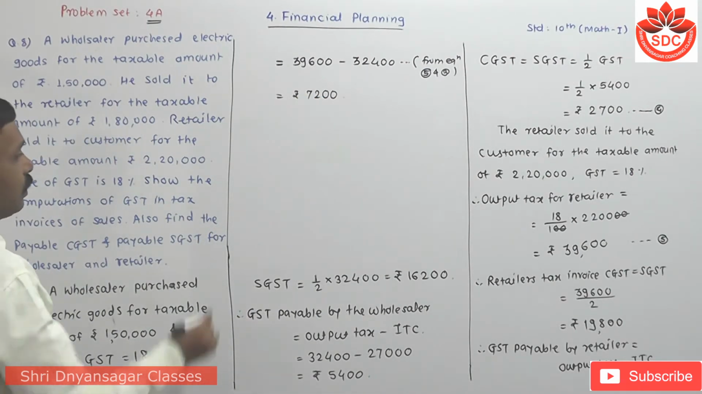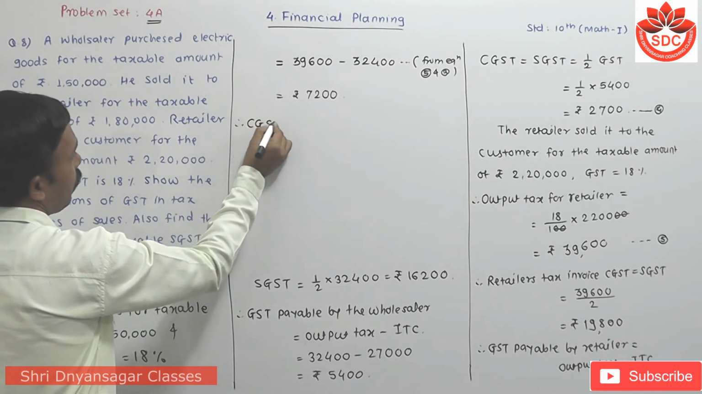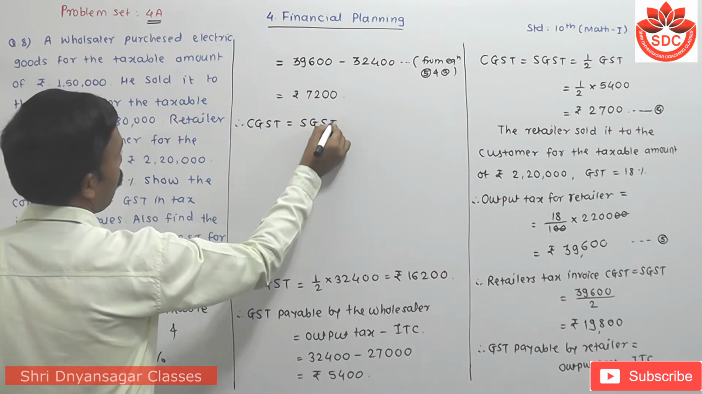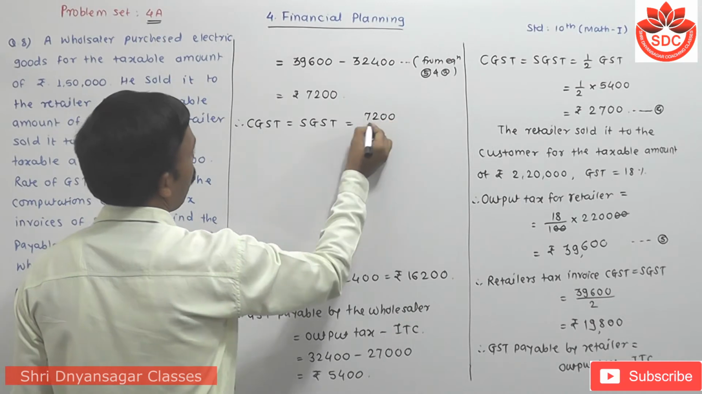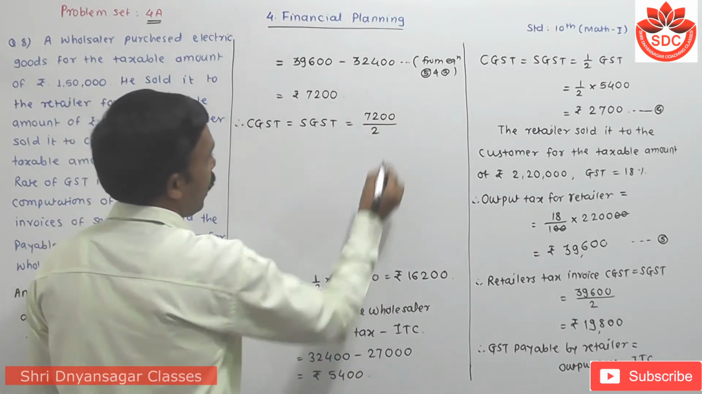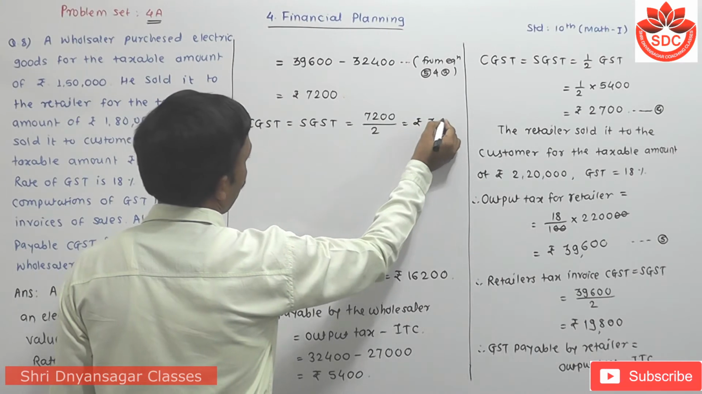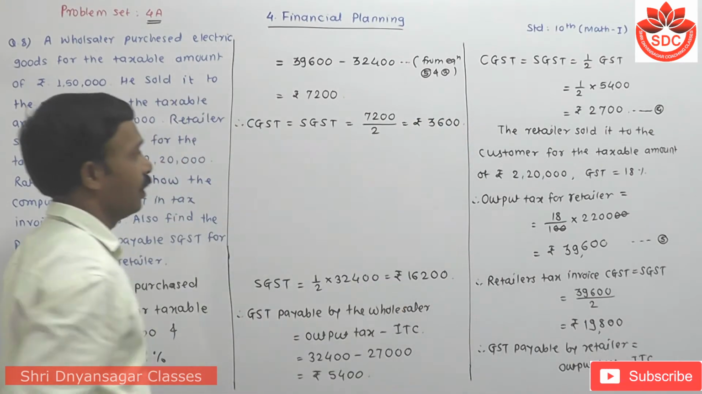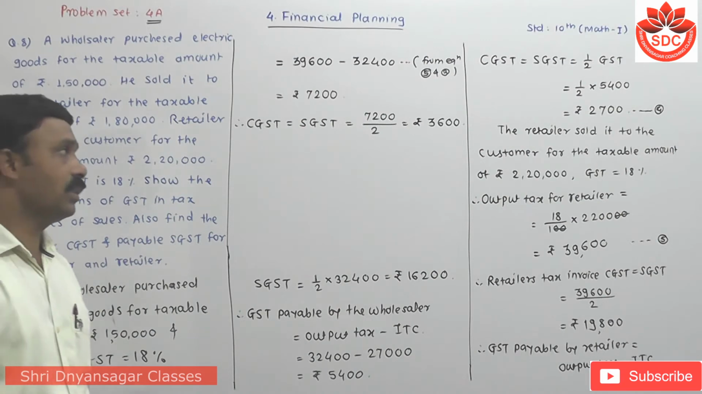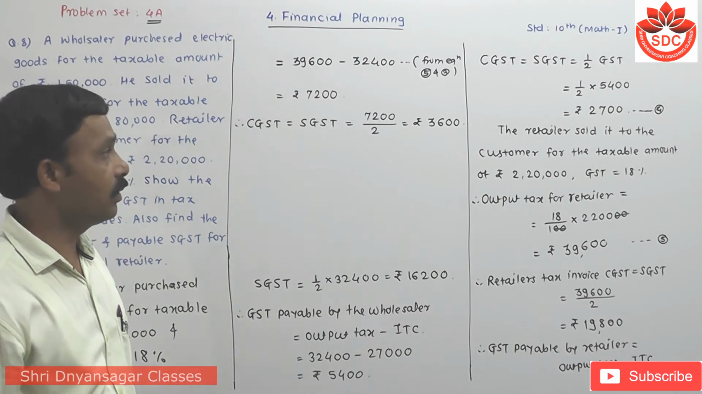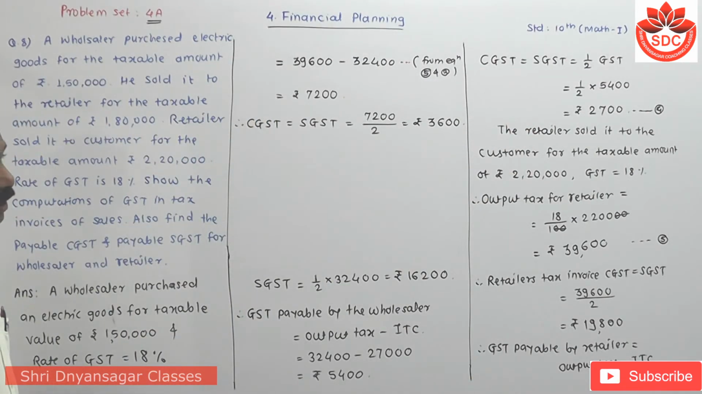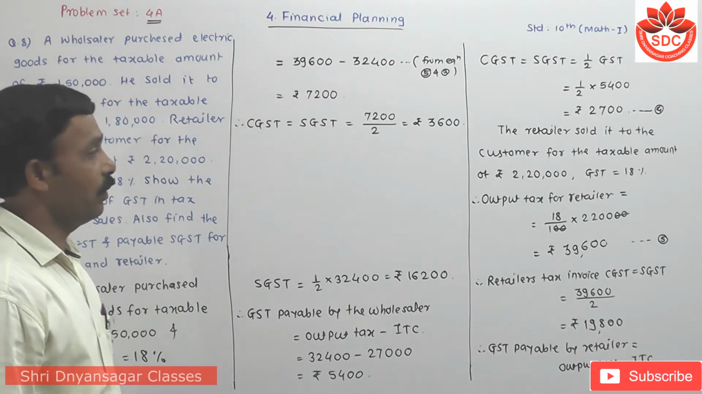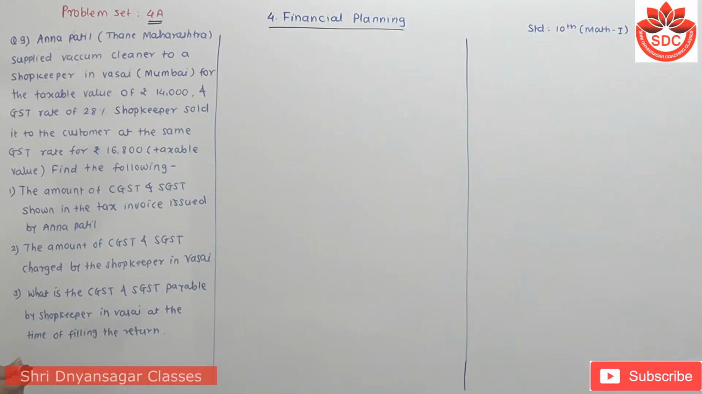7,200. Therefore, CGST is equal to SGST for the retailer is equal to 7,200 upon how much? 2. Means that this one is rupees 3,600. This is the CGST and SGST payable by the retailer also, and this is the CGST and SGST paid by the wholesaler. Can you understand this? Okay, we take the next question.